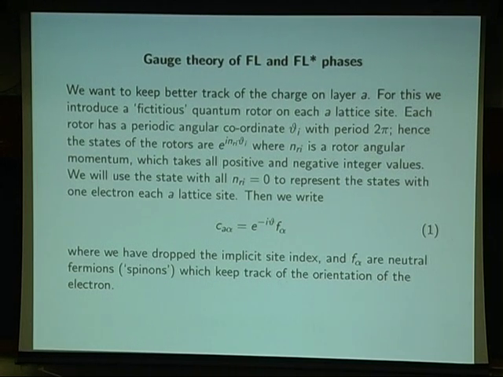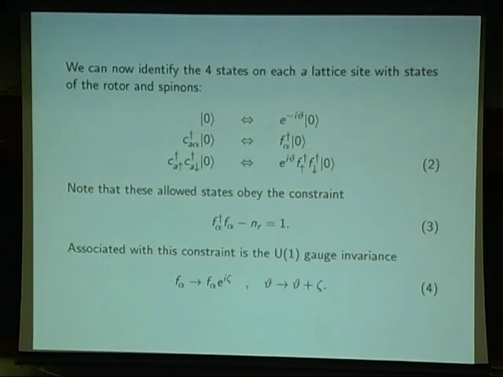So I'll introduce new degrees of freedom. And that means some redundancy and naturally a gauge structure. But I want to get the physical Hilbert space, and there's a Gauss's law that puts me back into the physical Hilbert space. So in this way of thinking, the empty site has a rotor with angular momentum minus 1. The singly occupied site has a rotor with angular momentum 0, and 1 fermion. And the doubly occupied site has a rotor with angular momentum plus 1 and 2 spinons. And now you see that all the physical states of the theory obey this: the number of fermions minus n_r is 1 on every site.